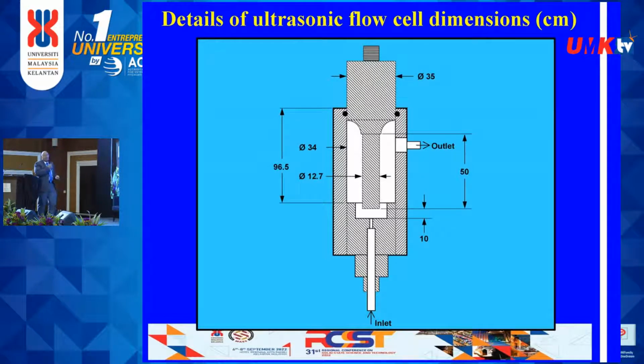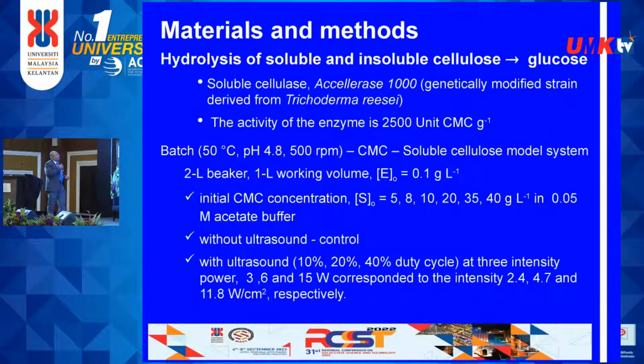Okay, the materials and methods. For soluble and insoluble cellulose to produce glucose: for the soluble one we use Accelerase 1000, which is genetically modified from a strain derived from Trichoderma reesei. The enzyme activity is fixed at 2,500 CMC units per gram. We run the experiment as a batch process at 50 degrees Celsius, pH 4.8, and stirring at 500 RPM. This is the CMC soluble cellulose model system, and this is all about the conditions.